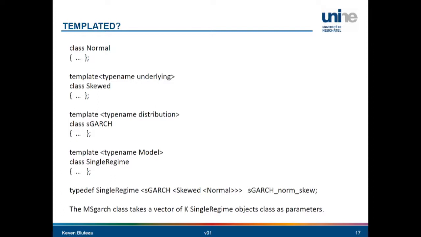And then we have a class of variance model, that in this case, the sGARCH, would take a distribution. Then we have the single regime class that has all the functionality to calculate the likelihood and do the filtering of the conditional variance, and that takes a model. And in the end, we have the Markov switching class, the MSGARCH, that takes a vector of single regime object classes. So if you want a new distribution, we just implement a new class of underlying, and it will work out of the box very easily. Same thing for a model. Well, there's nothing else. There's skewed and symmetric. There's nothing else behind this, so this will stay the same forever, probably.